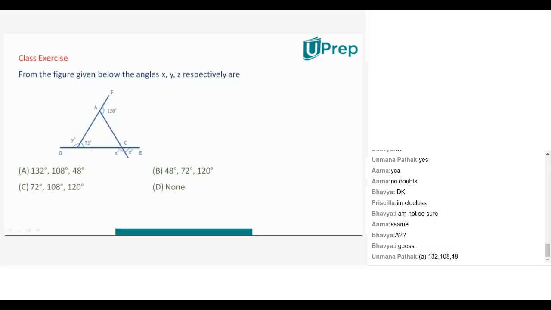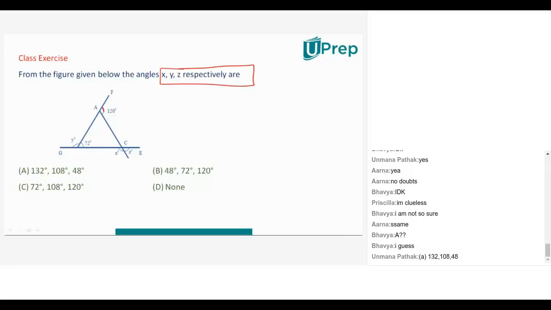Okay. I have 120 over here. I know that this would form a linear pair, 60 degrees. This is already given to me as 72 degrees. So both of them added together give 132 degrees. So this exterior angle would be 132 degrees. How did I get this? Because this is 48 degrees. 60 plus 72 plus 48 adds up to 180 degrees.